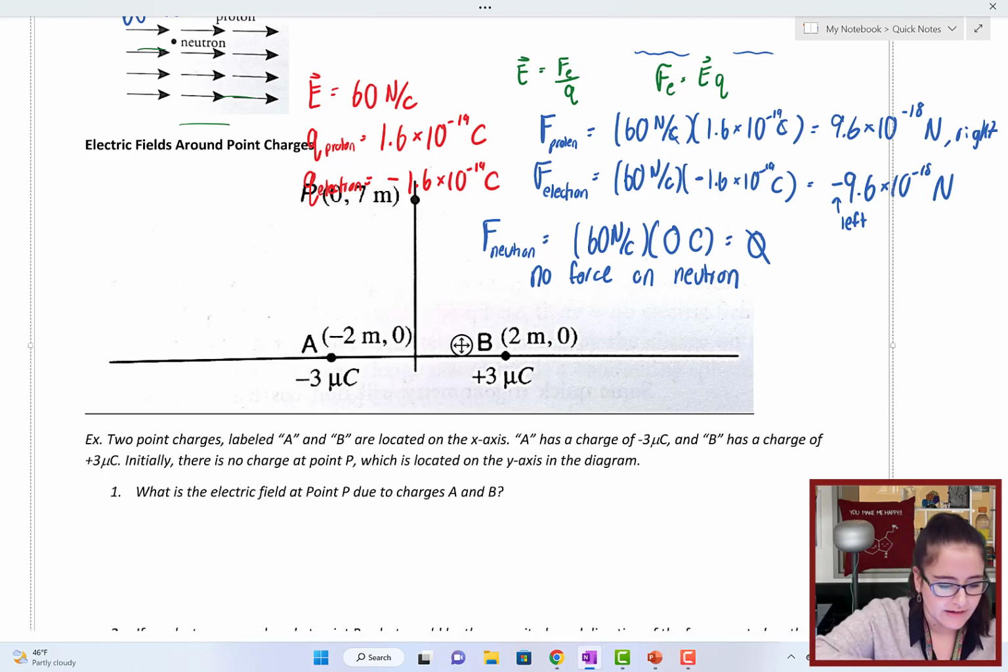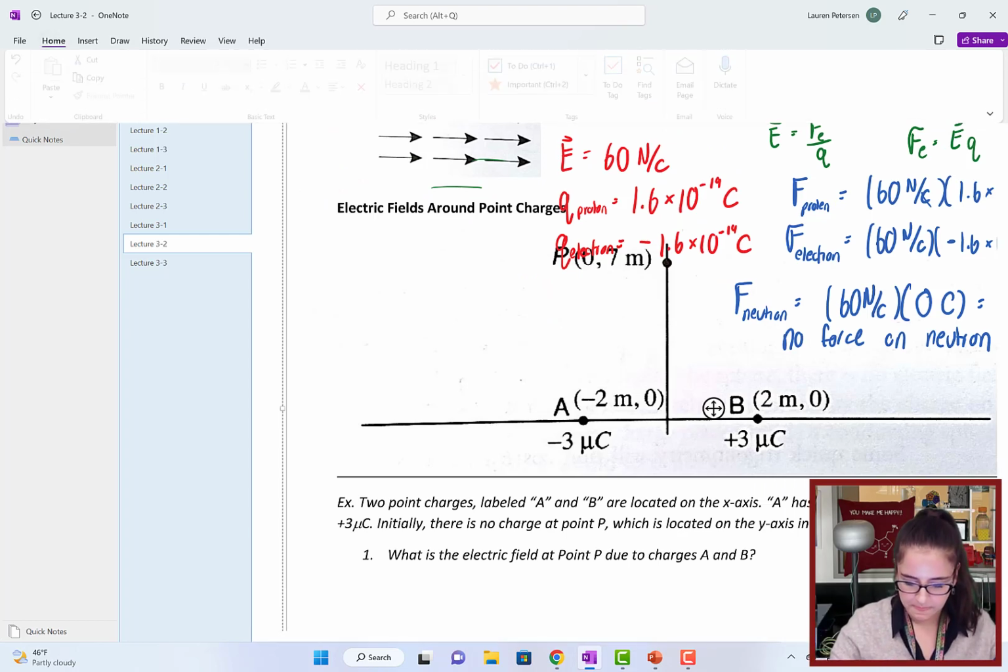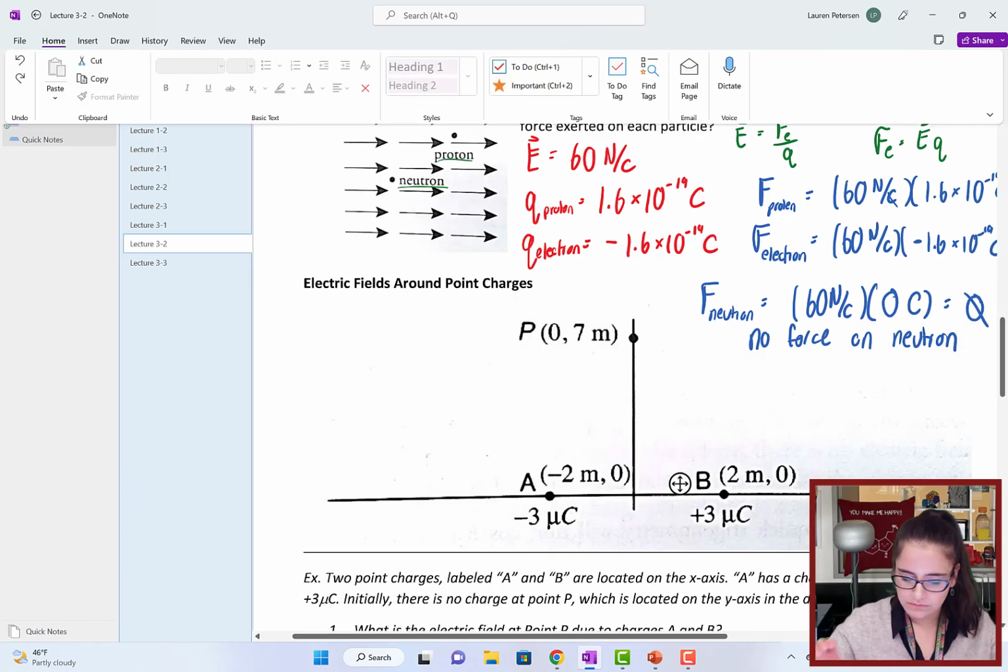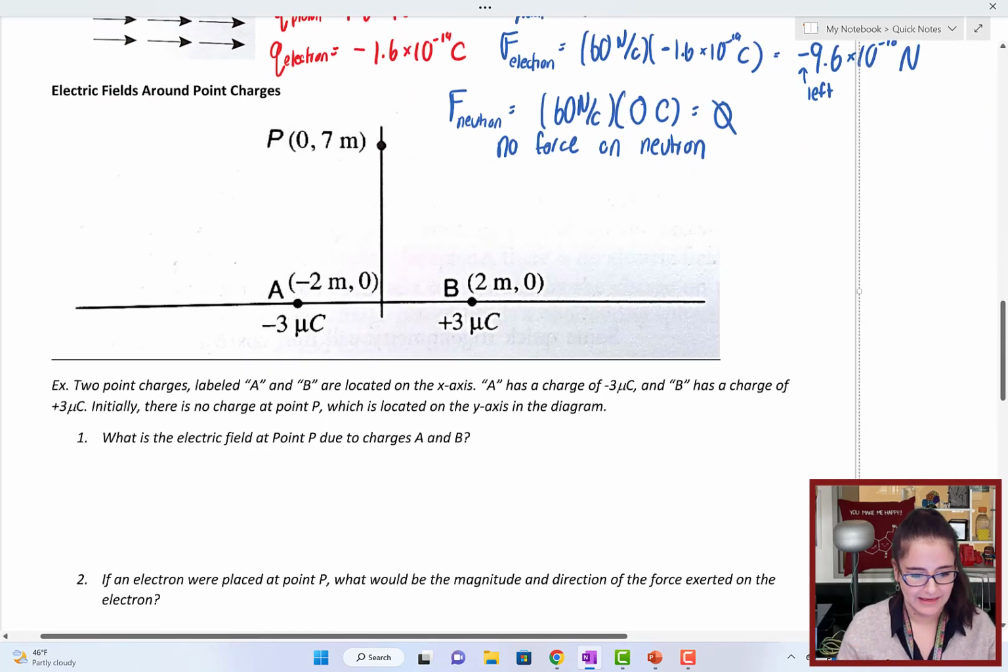And I did something funky here. Let me undo that real quick. There we go. What the electric field is at point P.